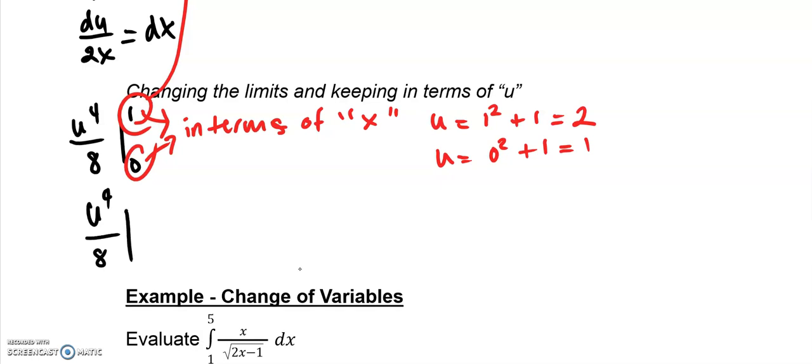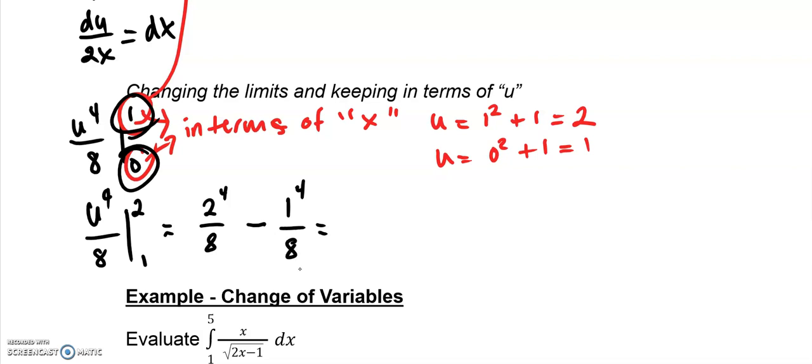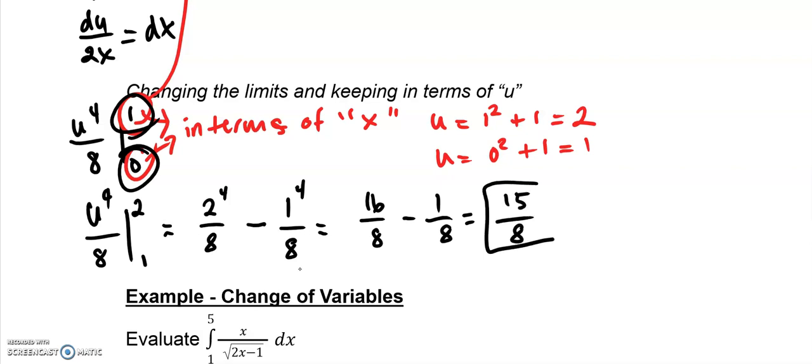Now when we plug them into the function of u, your lower limit is 1 and your upper limit is 2, because when we plug 0 in, we got 1. We plugged 1 in for x to find what it is in terms of u. That's how we got 2. Now you plug these limits in. So you would have 2 to the fourth over 8 minus 1 to the fourth over 8. That gives you 16 eighths minus 1 eighth, which is 15 eighths.